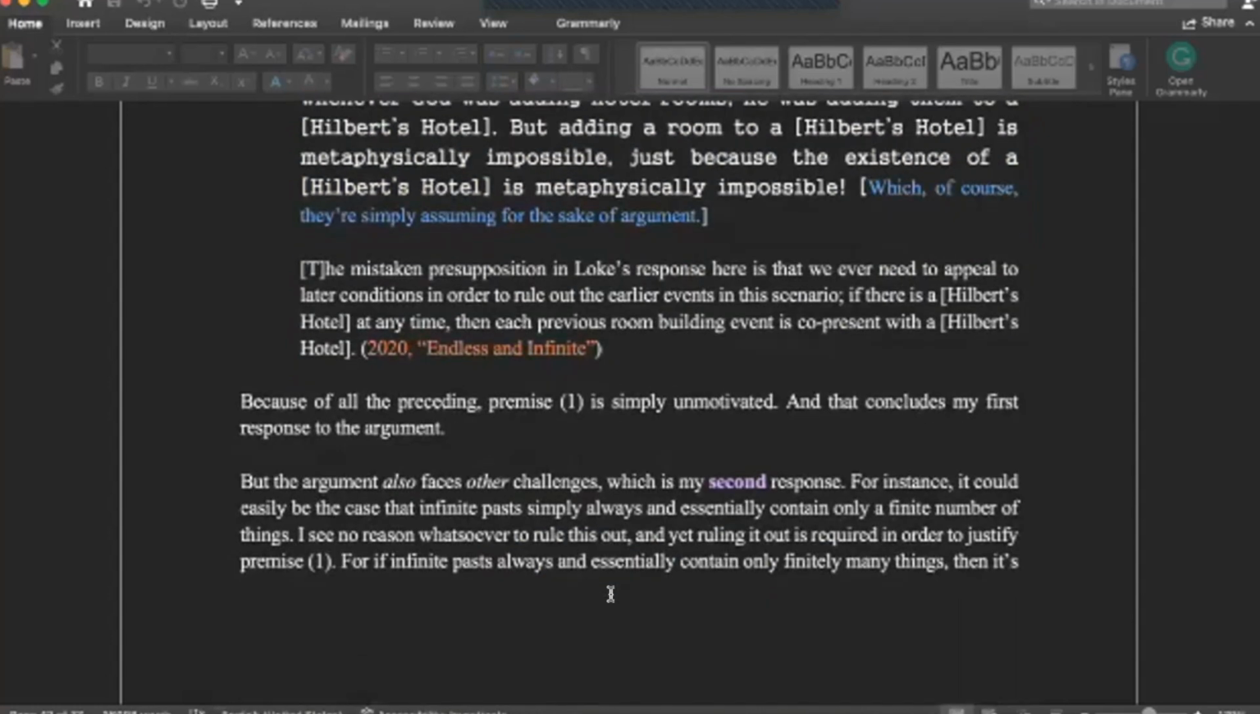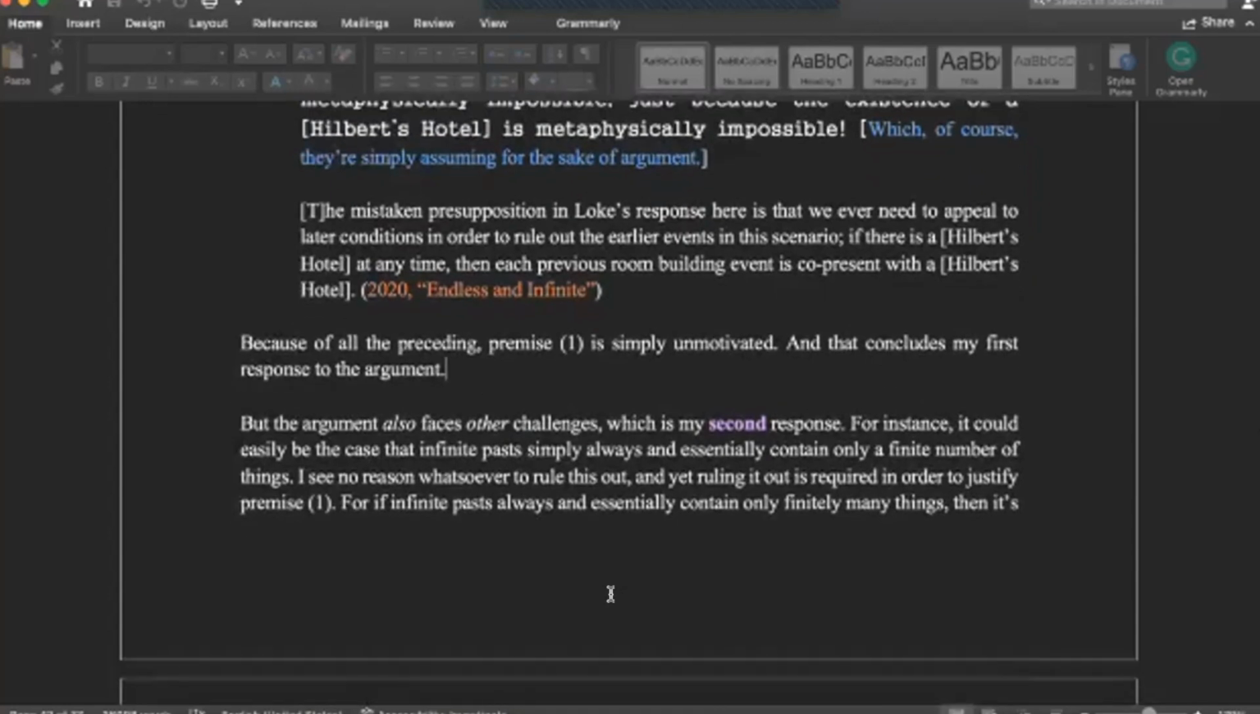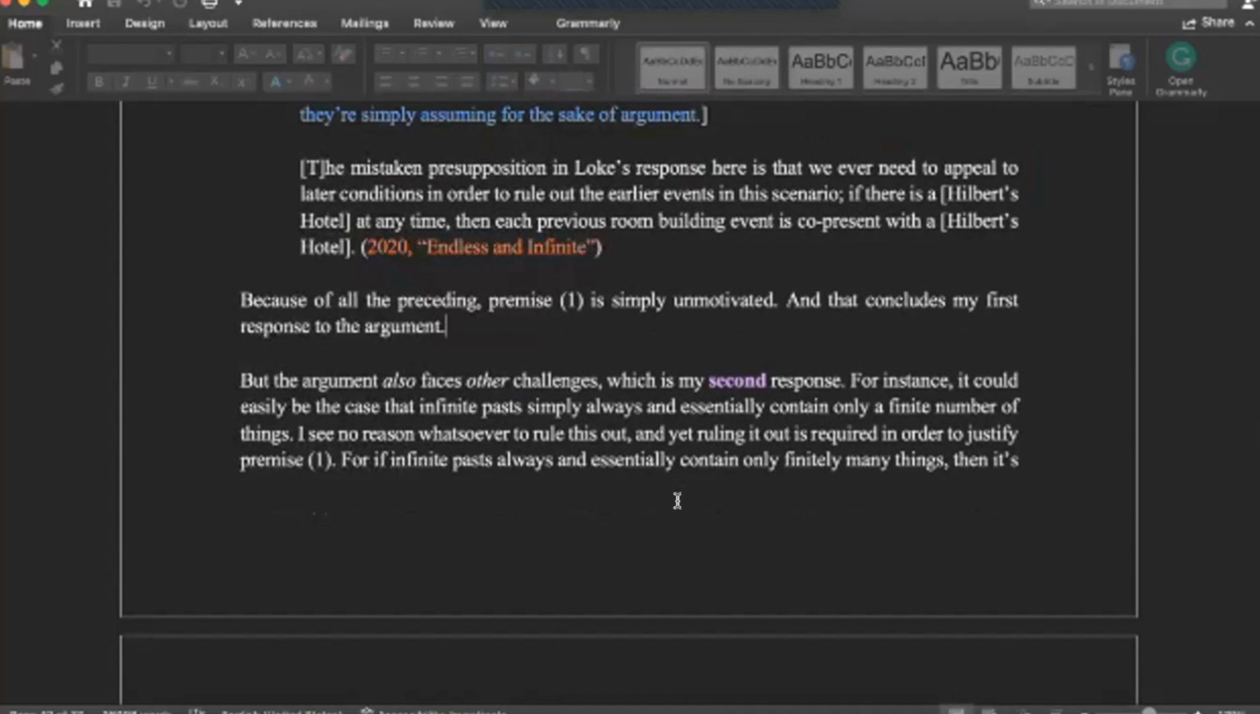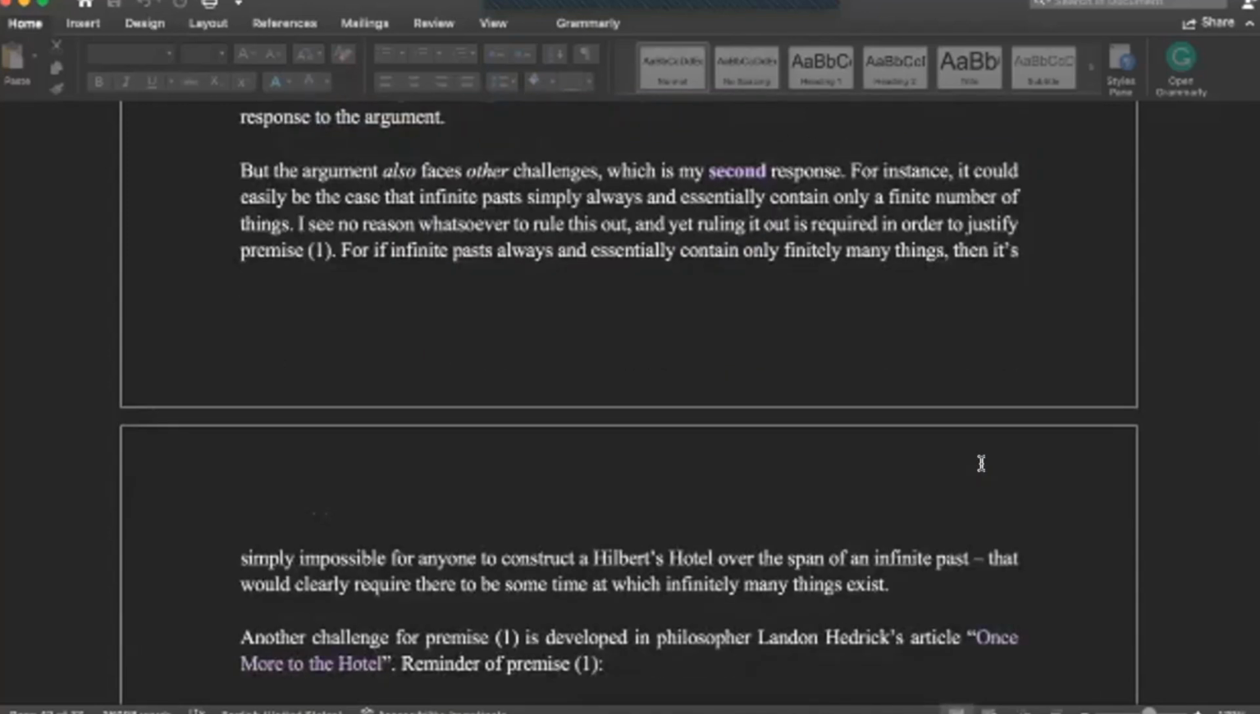But the Locke-al-Ghazali argument also faces other challenges, which is my second response. For instance, it could easily be the case that infinite pasts simply always and essentially contain only a finite number of things. I see no reason whatsoever to rule this out, and yet ruling it out is required in order to justify premise 1. For if infinite pasts always and essentially contain only finitely many things, then it's simply impossible for anyone to construct a Hilbert's hotel over the span of an infinite past, right? That would clearly require there to be some time at which infinitely many things exist.